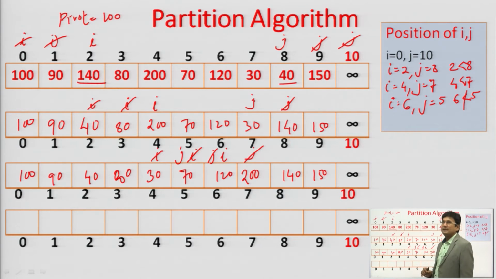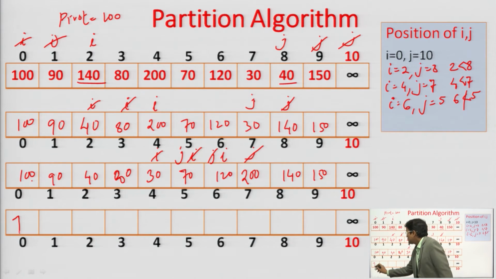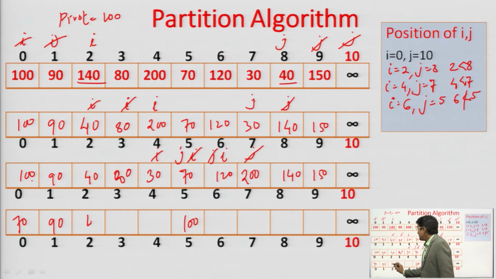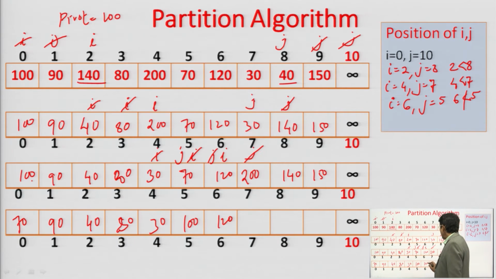If I is not less than j, I has exceeded j, we will interchange the jth element with the pivot element. Here in this case, the pivot element is the first element 100 and the jth element is this 5th index element. We will exchange these two. So, 70 comes here and at the 5 index 100 will come. The rest of the elements are written as such. This is 80, this is 30, this is 120, this is 200, this is 140 and this is 150.